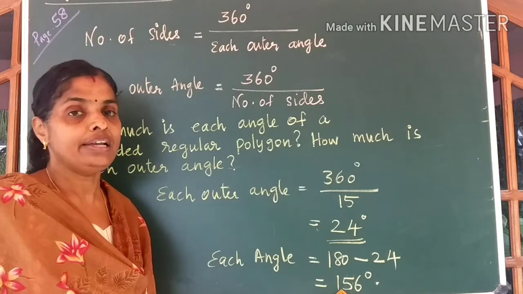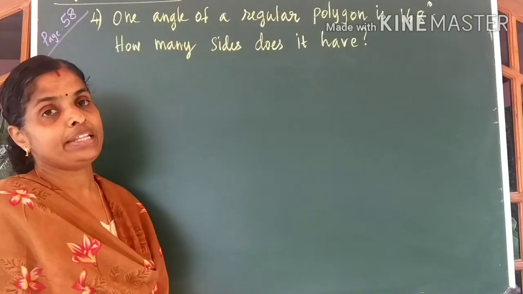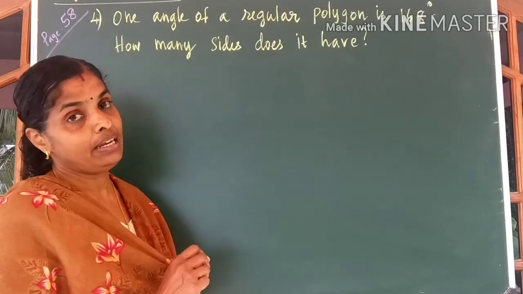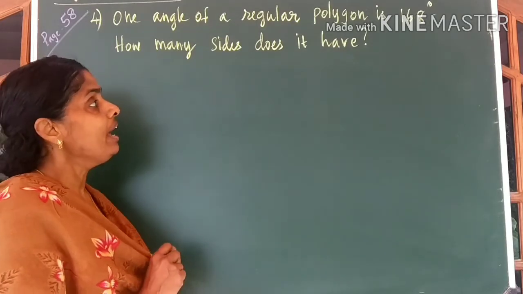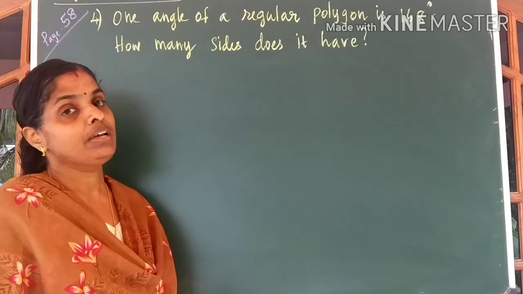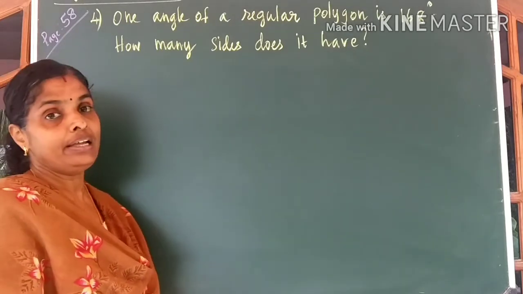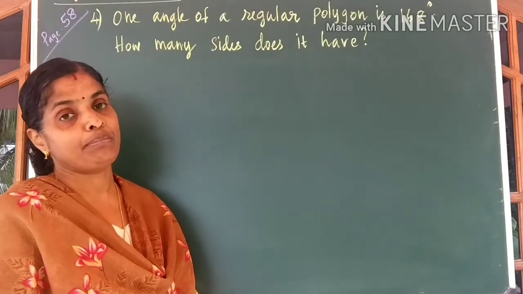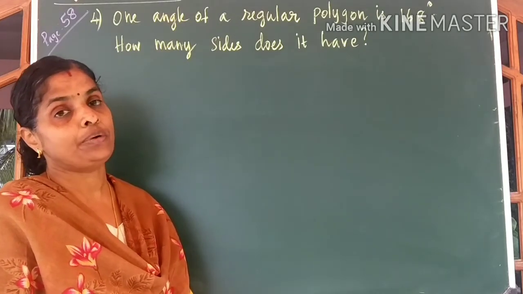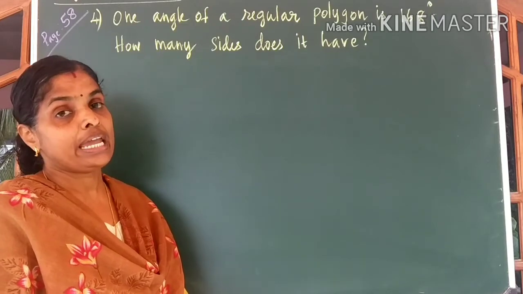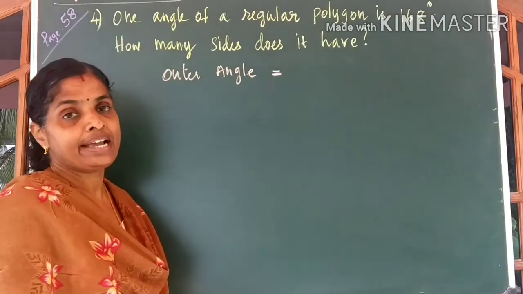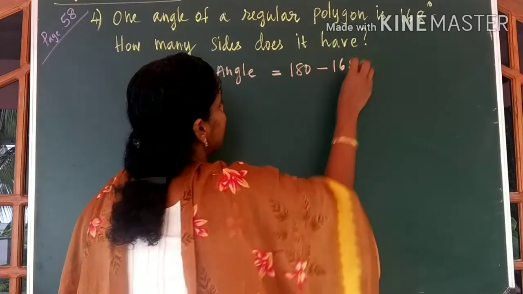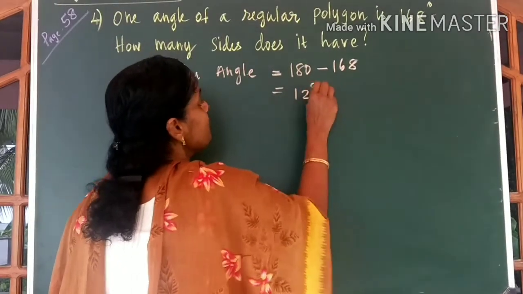Let us do the next problem. Look at the fourth question. One angle of a regular polygon is 168 degrees. How many sides does it have? Just now we discussed the formula. To find the number of sides, use the formula: number of sides is equal to 360 by each outer angle. The outer angle is equal to 180 minus 168. That gives you 12 degrees.